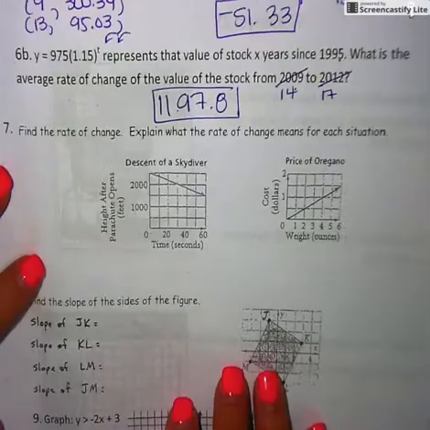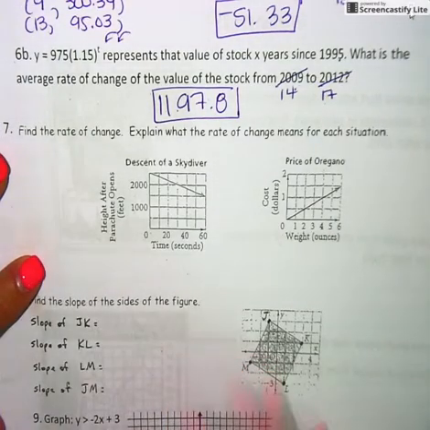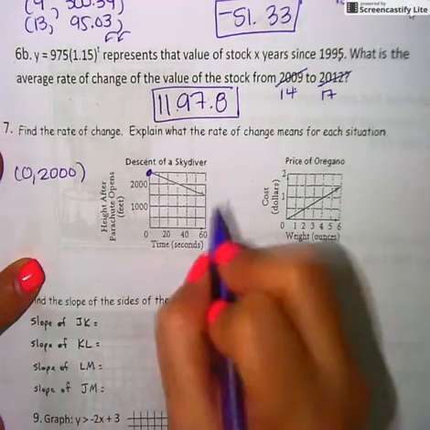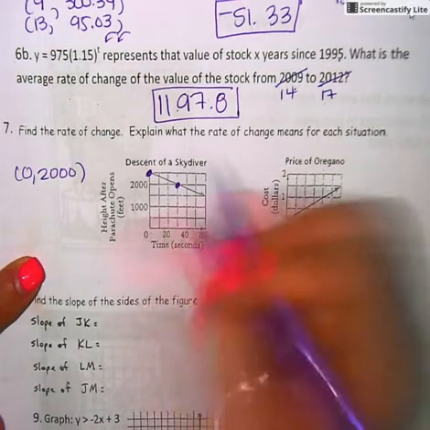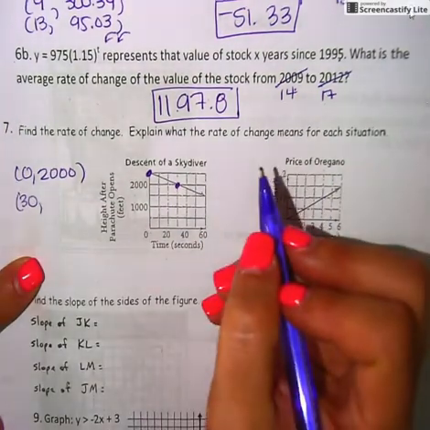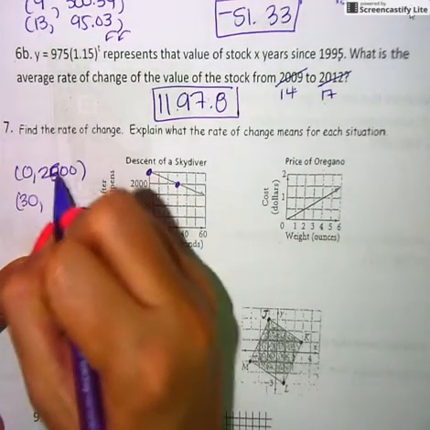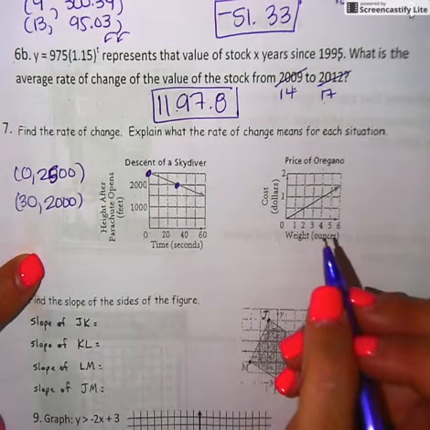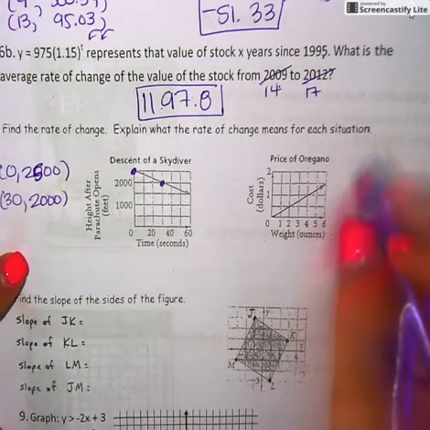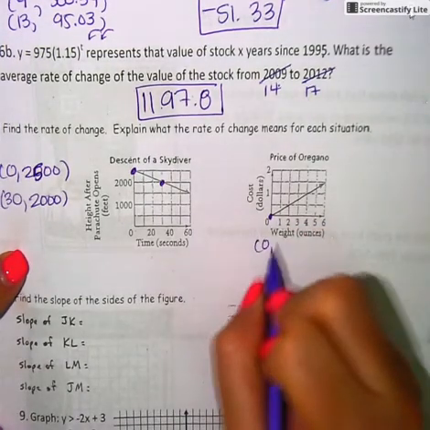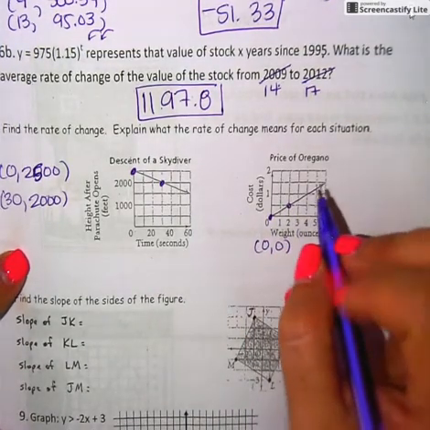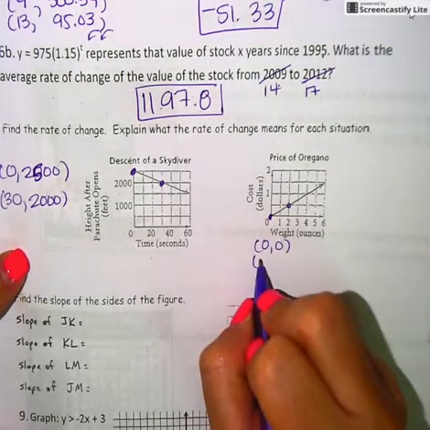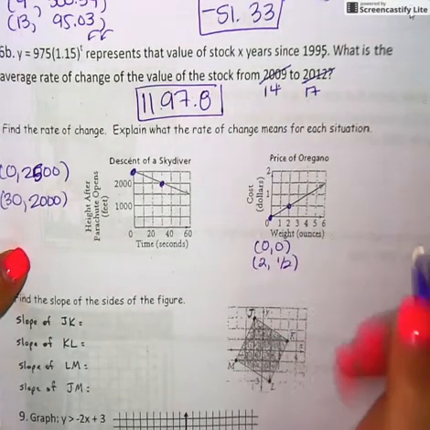All right, number 7 and number 8, you're going to use this top point, which would be 0, 2000, and this point in the middle here, which is going to be 30. I'm sorry, that's 0, 2500, and 30, 2000. All right, so then you would do that there. Okay, over here, I would use this initial point, which is going to be 0, 0. And this point here, that's going to be 2 1/2. And you would find your slopes from there.